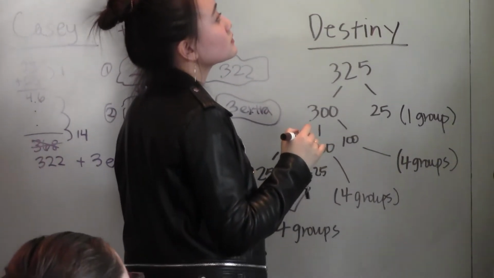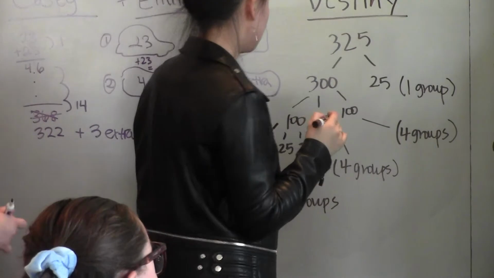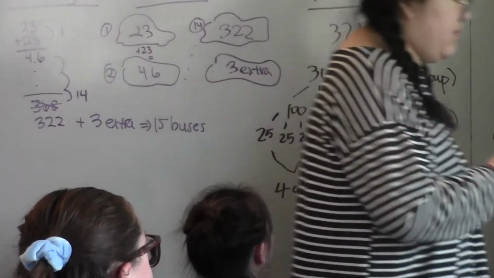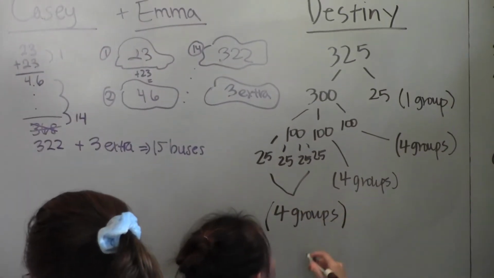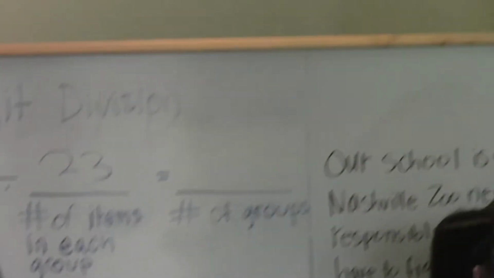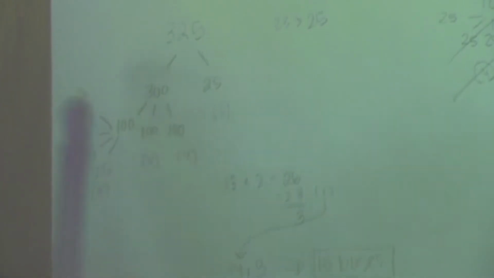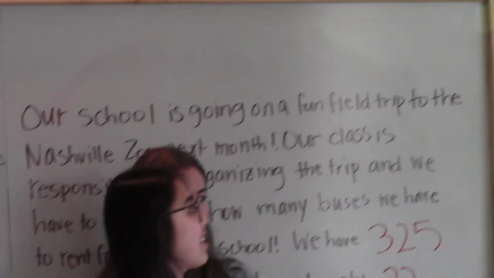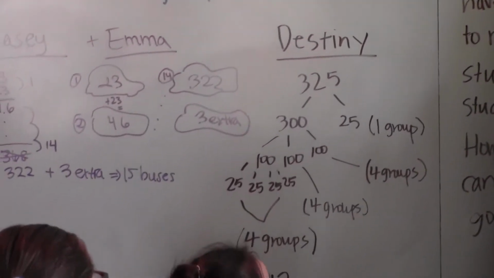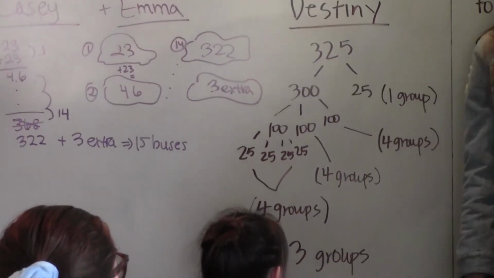Yeah, so basically we wanted to see how many groups of 25 could fit into 325. And so because we decomposed this number into like 300, which then we decomposed to 100, that's 4 groups of 25. So then there's 4 here, and then 4 25s in this 100, and 4 in this 100. And then there's 1 group of 25 right here. So then we just added 4 plus 4 plus 4 plus 1 is 13 groups of 25. That was a great demonstration of your thinking. Thank you.